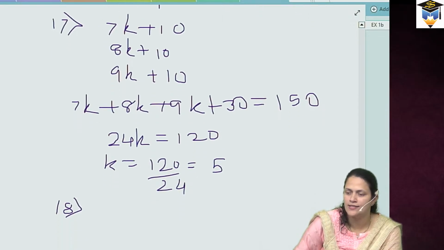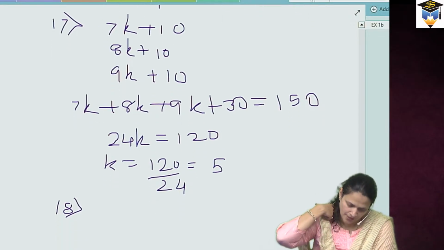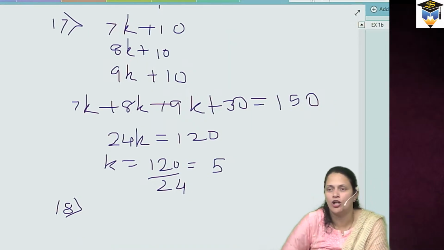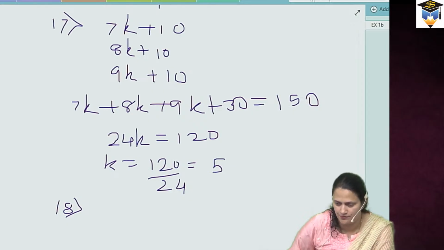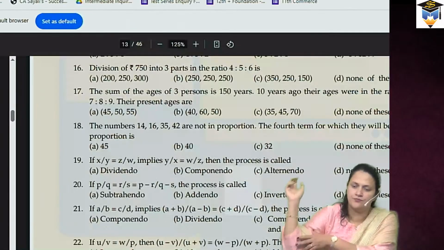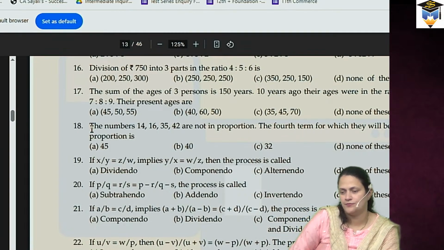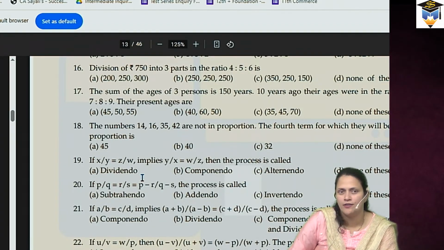Next sum that is given to us is: the numbers 14, 16, 35 and 42 are not in proportion. Read sum number 18. The numbers are not in proportion. The fourth term for which they will be in proportion. Means what? In short, they have not given us the fourth number.